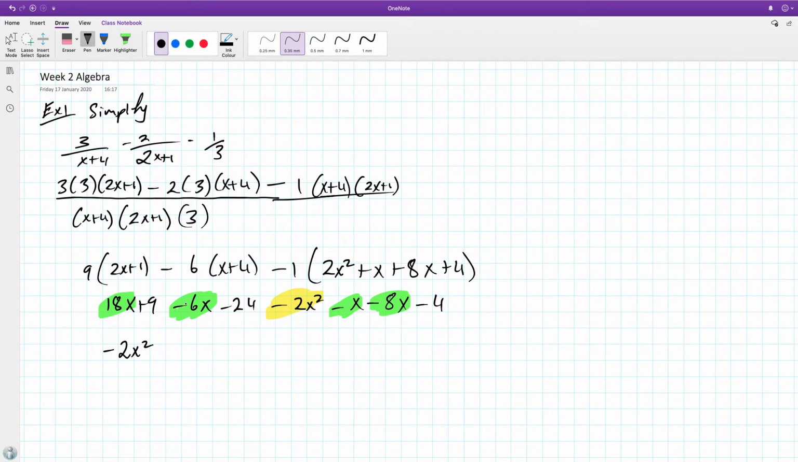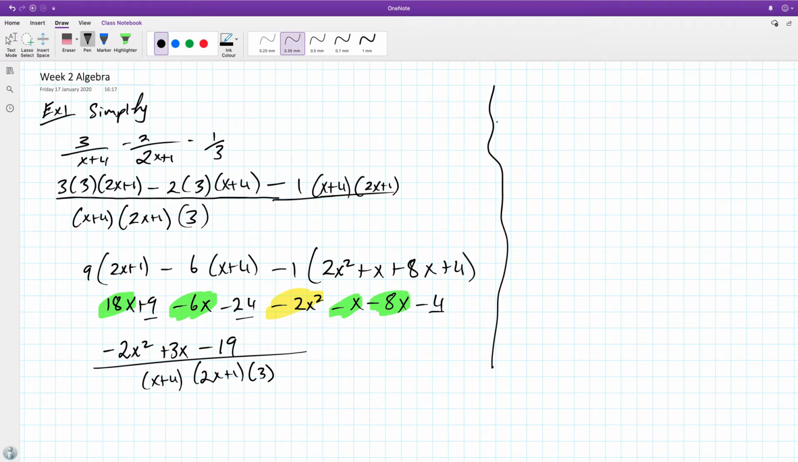18 minus 6 is 12. 12 minus 1 is 11. 11 minus 8 is 3x. And you're left then with 9 minus 24 and minus 4. 9 minus 24 is minus 15. Minus 15 minus 4 is minus 19, over x plus 4, 2x plus 1, and 3. As I said, multiplication is what's going to trip you up there. Is that right? Take your time with the multiplication. We'll do one more of those because they are important. They do come up.